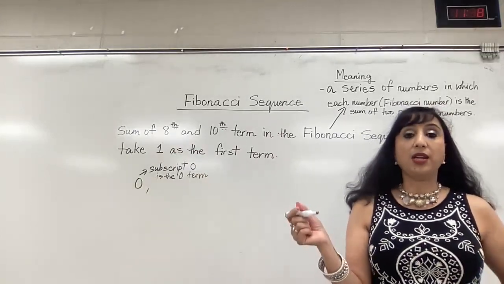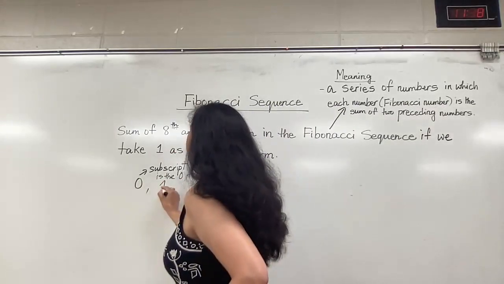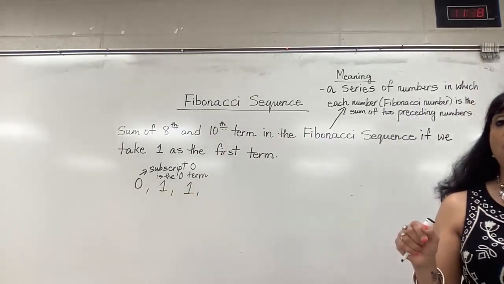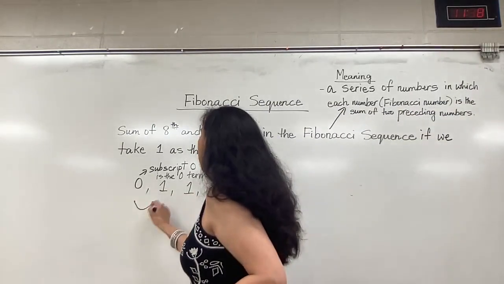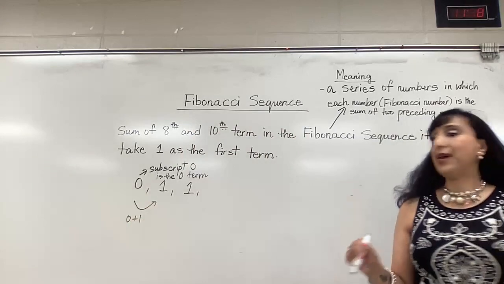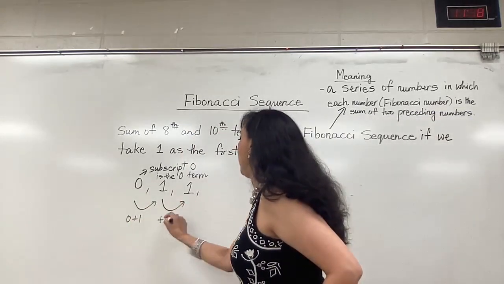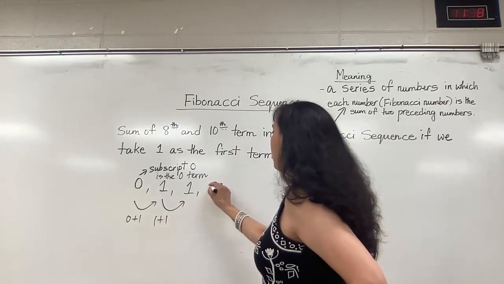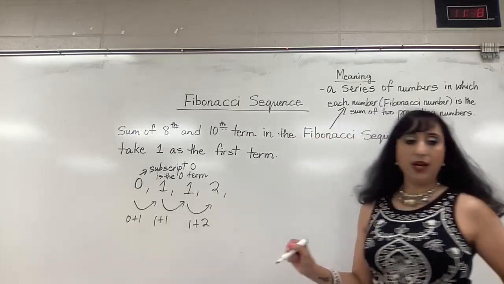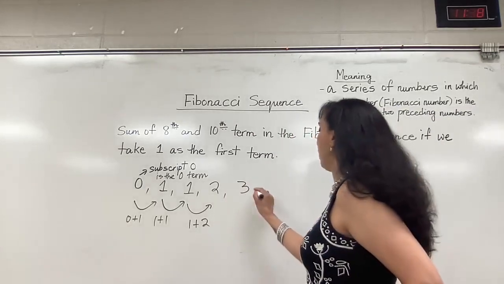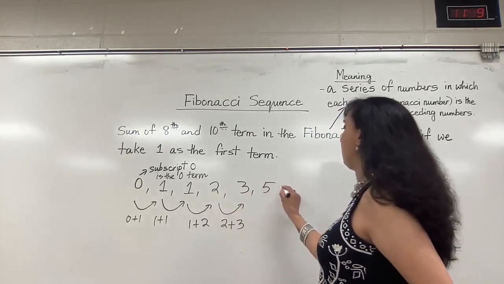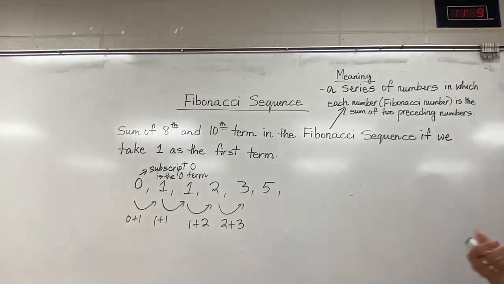All right, so now we have the next term. We're going to have 1 and then 1, and I'm going to explain this to you in a second. When I do this, 0 plus 1 gives me 1. Then I look at these two: 1 plus 1 gives me 2, and 1 plus 2 gives me 3. Then 2 plus 3 gives me 5. So that's how this pattern is developing.